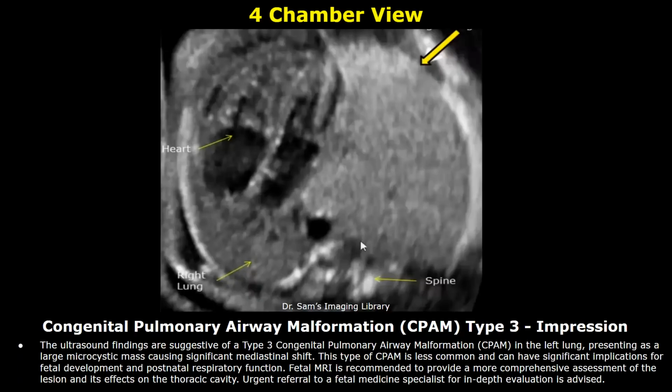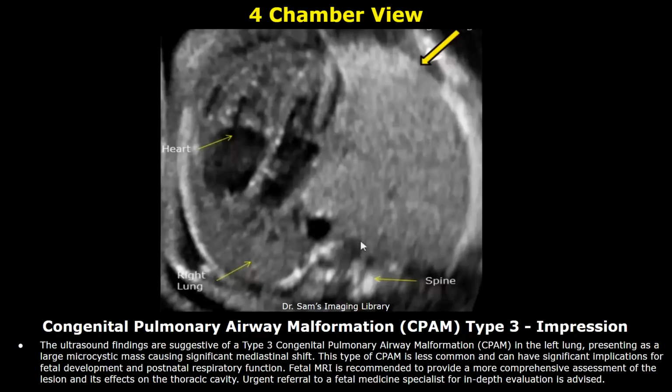This is the impression. The ultrasound findings are suggestive of a type 3 CPAM in the left lung, presenting as a large microcystic mass causing significant mediastinal shift. This type of CPAM is less common and can have significant implications for fetal development and postnatal respiratory function.